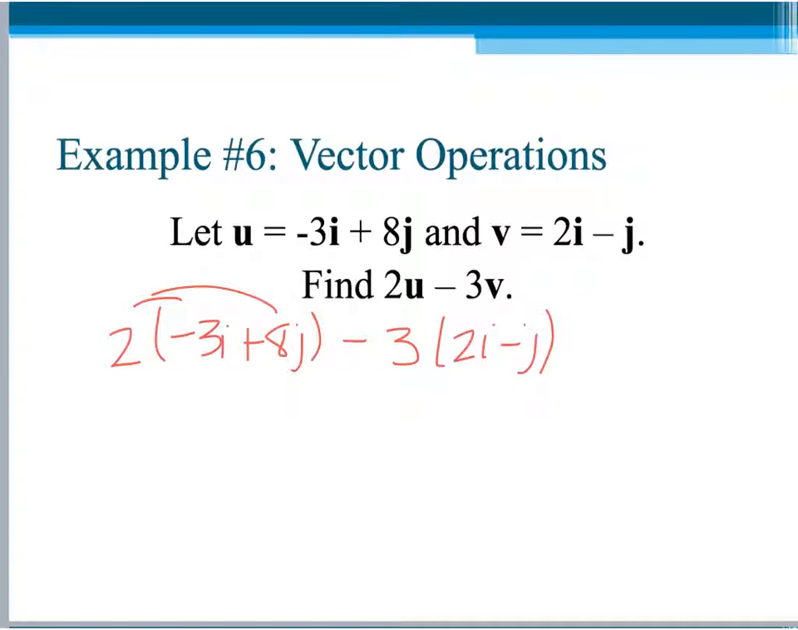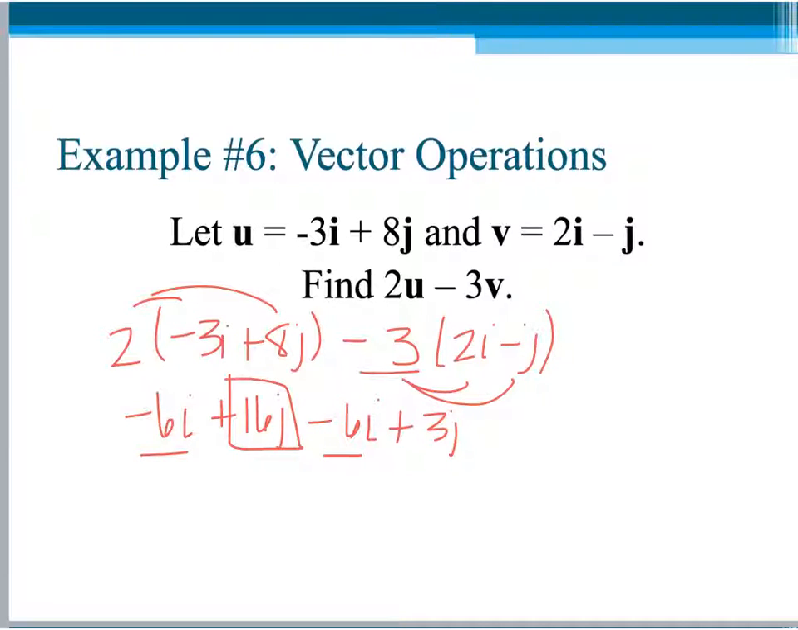If you distribute, that would give you -6i plus 16j. And on the next one, I'm distributing the -3 to both, so that makes this -6i plus 3j. If we combine i's first and then our j's, that would give us -12i plus 19j.